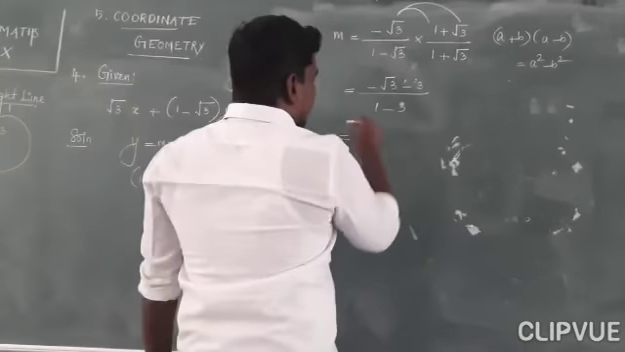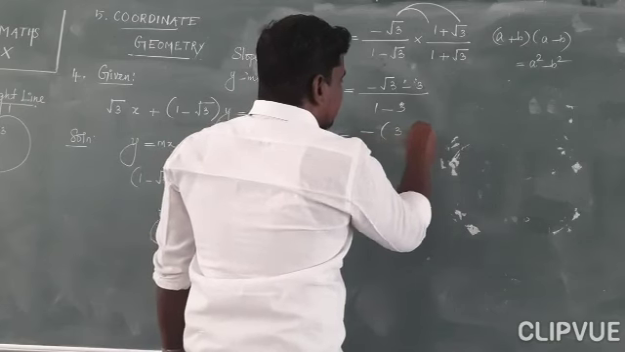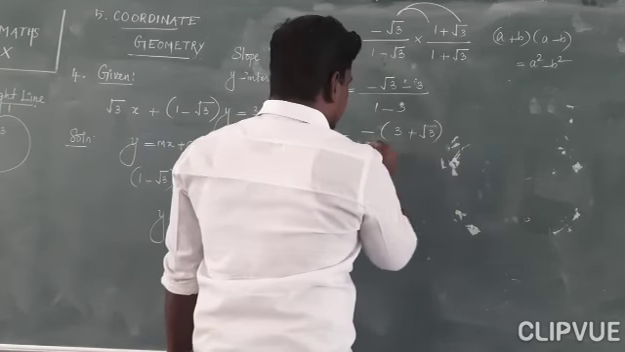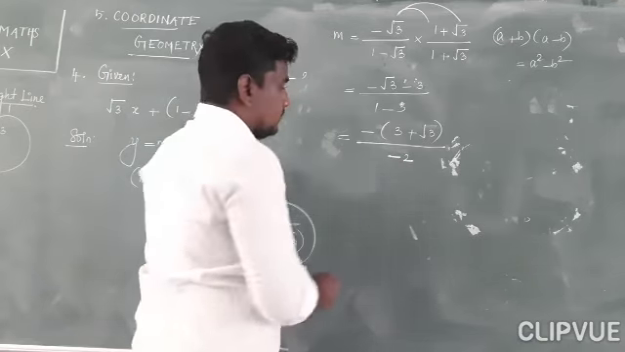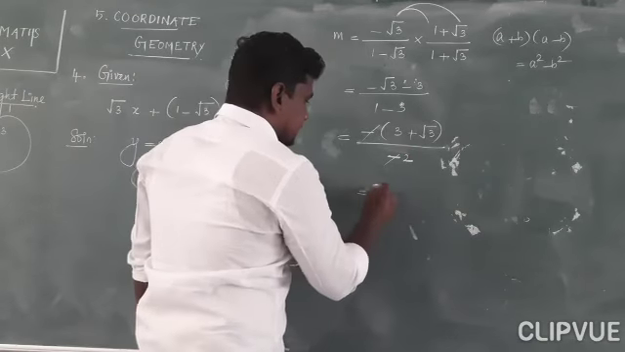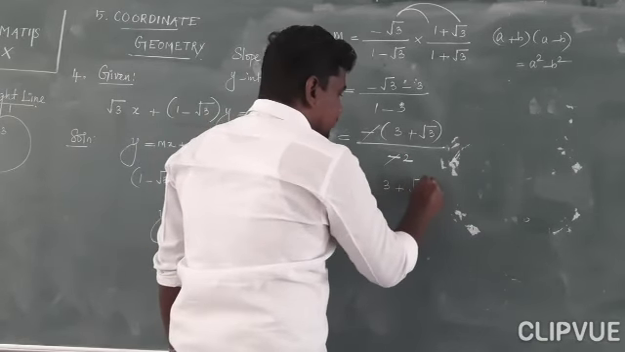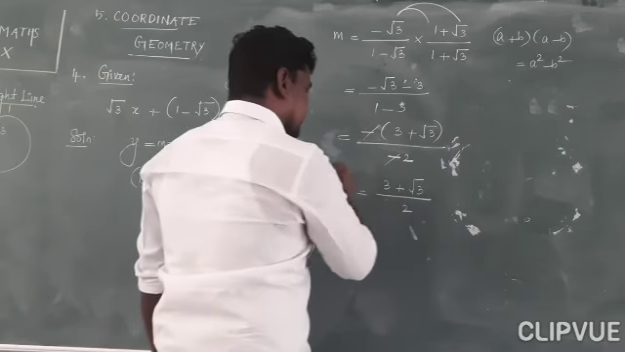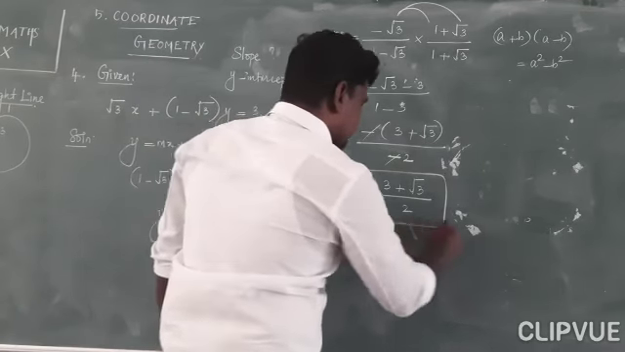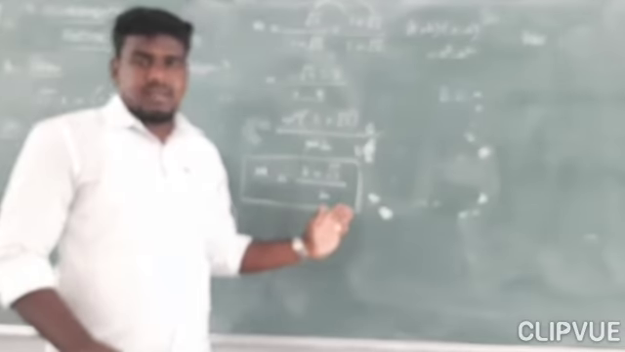So now if you take minus common, what do you get? 3 plus root 3 divided by 1 minus 3, which gives minus 2. Minus minus will be cancelled. So we get 3 plus root 3 divided by 2. This is the value of m. Okay, so the value of m is equal to 3 plus root 3 divided by 2.